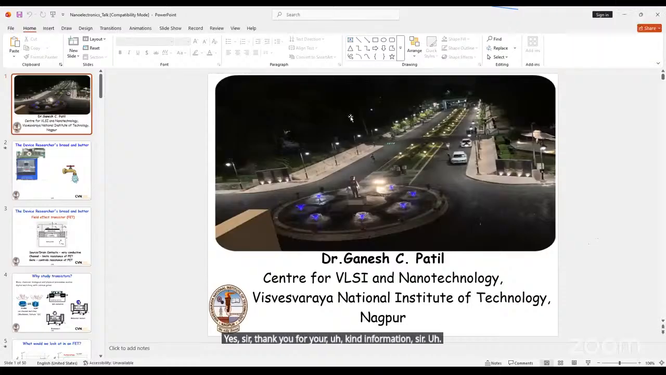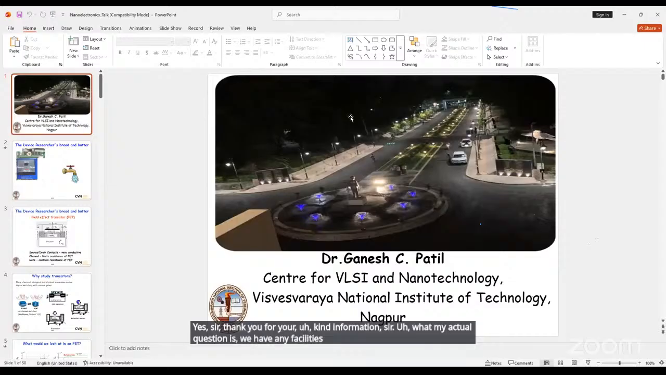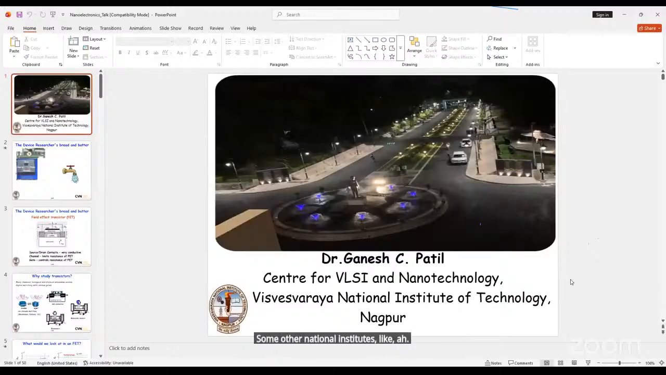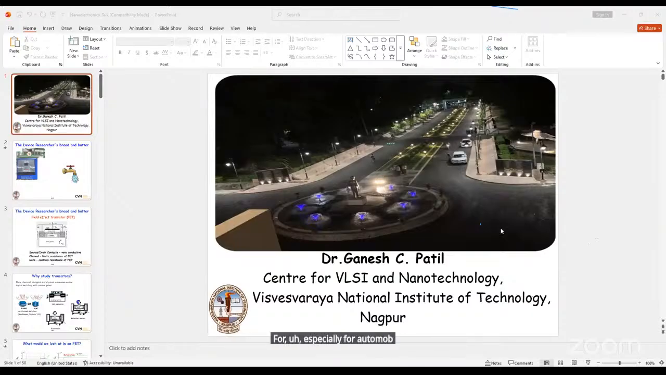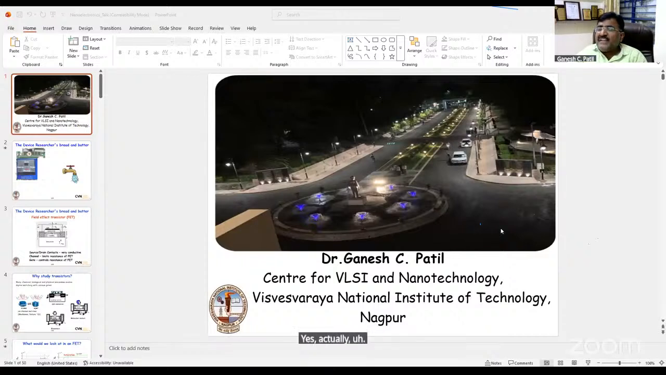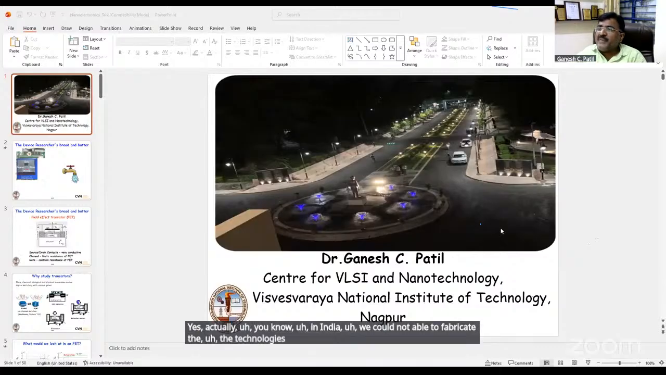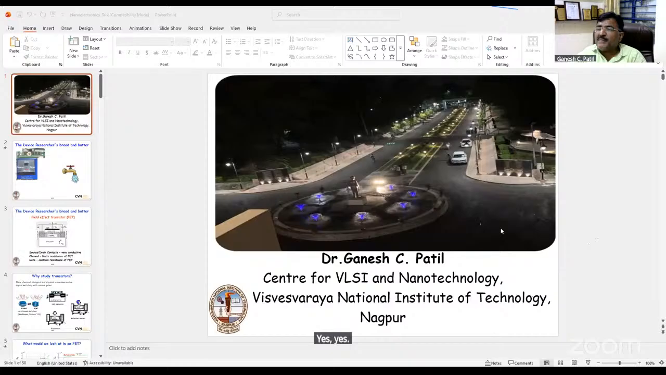What my actual question is, do we have any facilities in Indian labs like DRDO or some other national institutes for device fabrication, using these kinds of techniques, modern electronic devices, especially for automobile sensors and transducers? Yes, actually, now in India, we could not fabricate these technologies, I mean 1.2 nanometer or 1.8 nanometer devices we could not fabricate. But the nanoscale MOSFETs we could fabricate. That is what I told you.